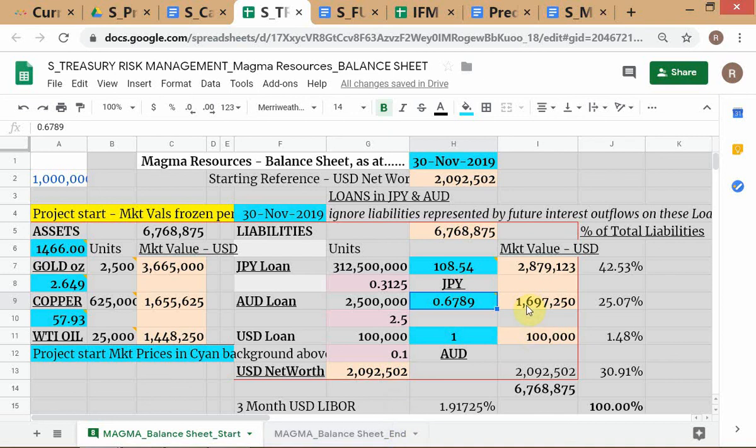Dollar value of the Aussie liability will go down because the Aussie, we are making it depreciate against the dollar, and net worth should go up. Total assets and liabilities will not change. Yes. Okay. So let's see that. How much do you want to make it depreciate? Let's make it 65.